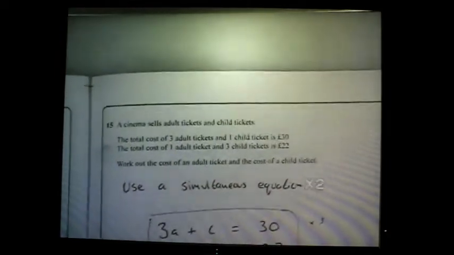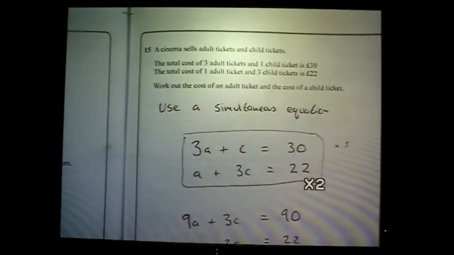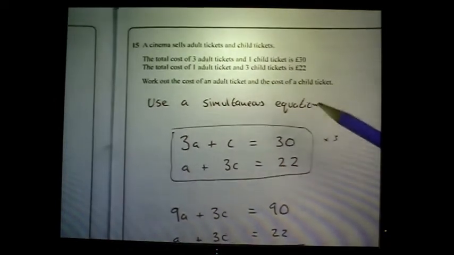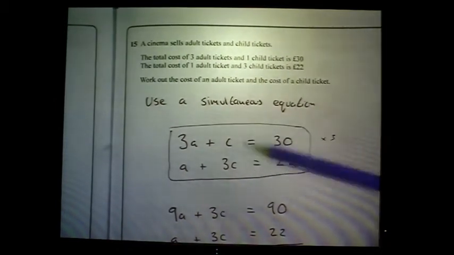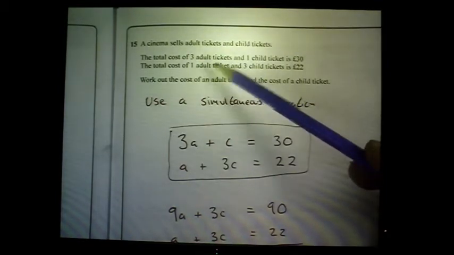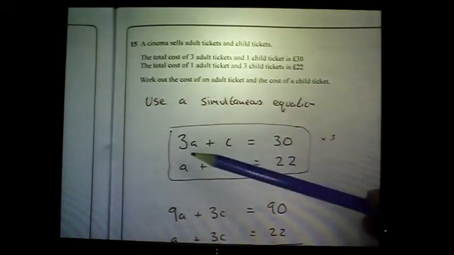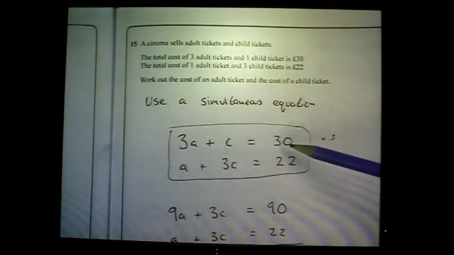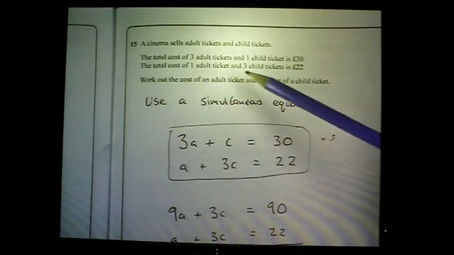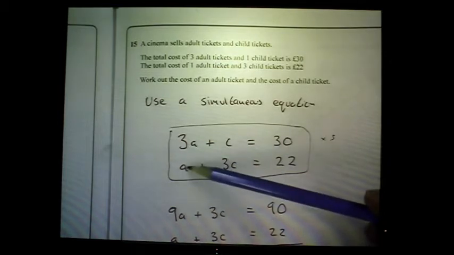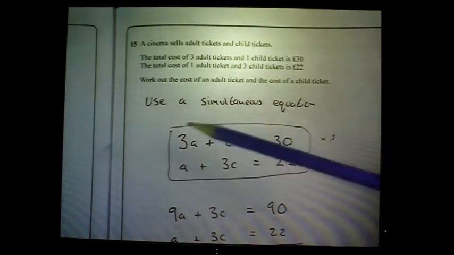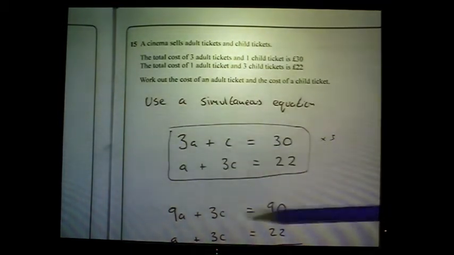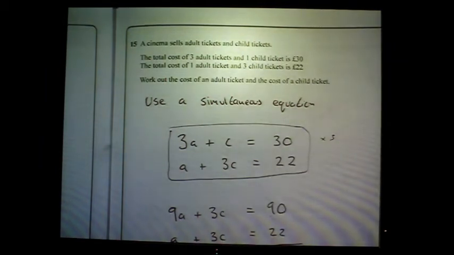Next one, question 15. Cinema sells adult tickets and child tickets. Right, this is simultaneous equations. But you've got to set yourself up with one. So what I've done is this, and I'll talk you through it. The cost of 3 adult tickets and 1 child ticket is £30. So 3 adult and 1 child is 30. The cost of 1 adult and 3 children is 22. 1 adult, 3 children is 22. And what I've got in the box there, that's my simultaneous equation. That's what I've got to try and solve. You need to recognise it's a simultaneous equation question.